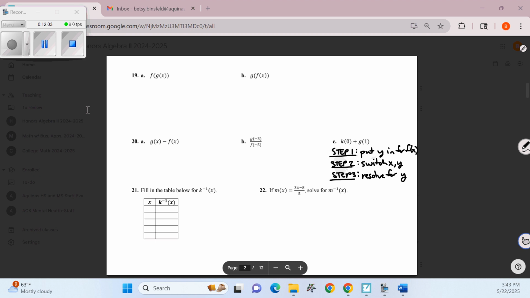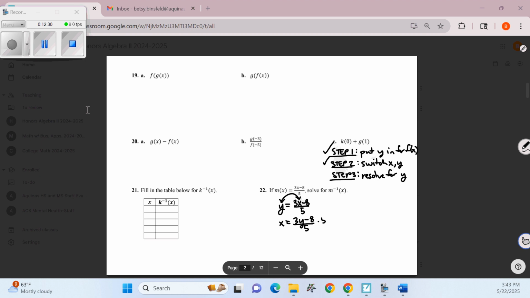We don't have f of x, we have m of x. So we're going to put in a y, right? It's just the plain way of saying the function notation. So y equals 3x minus 8 over 5. So step 1 is already done. Switching the x and y, I always draw the arrows. So x is equal to 3y minus 8 over 5. So step 2 is already done. And step 3 is just to resolve for y here.